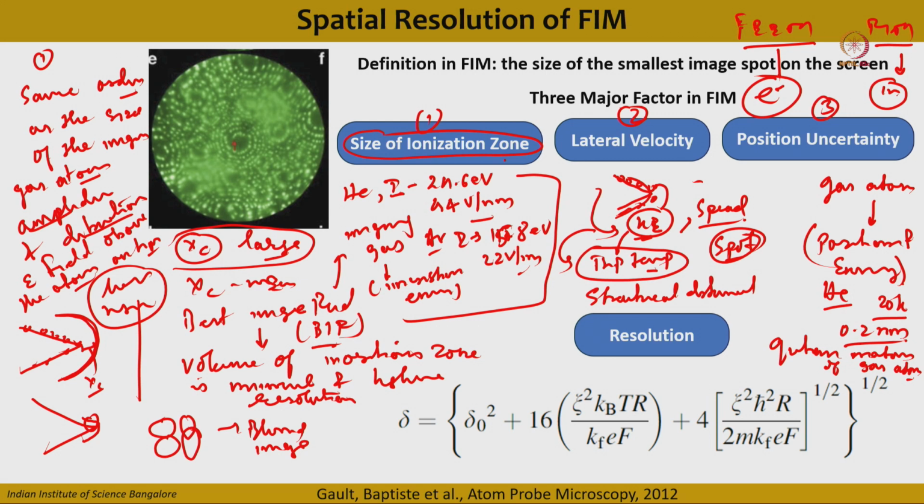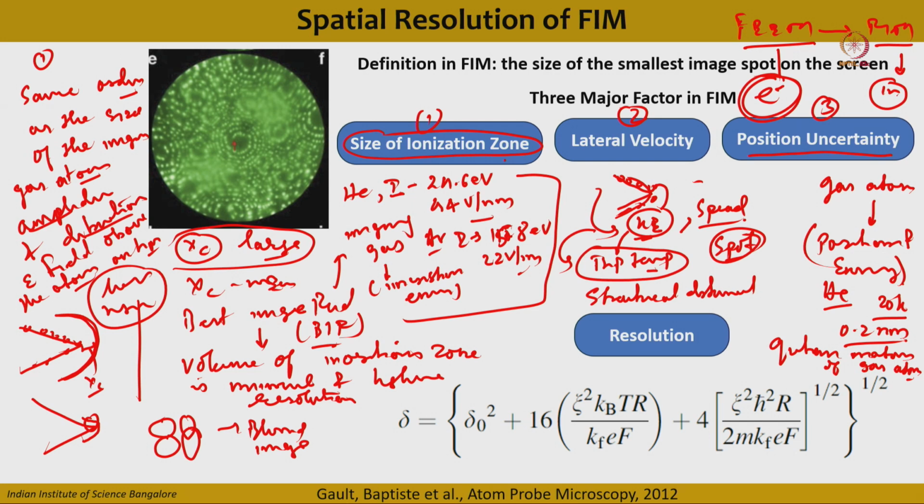However, you cannot resolve less than 2 nanometers by using electrons. So that's why Mueller came from FEM to FIM to image the gas atoms. Fine. So now you can correlate how important the position uncertainty is for imaging on the phosphor screen.